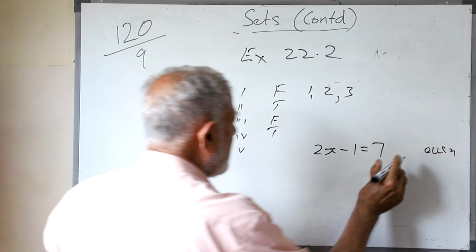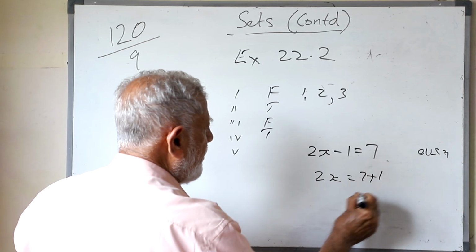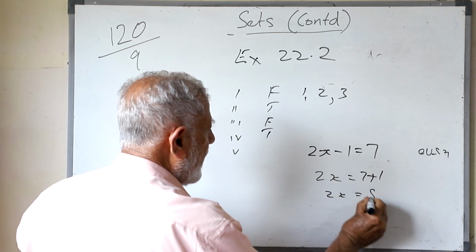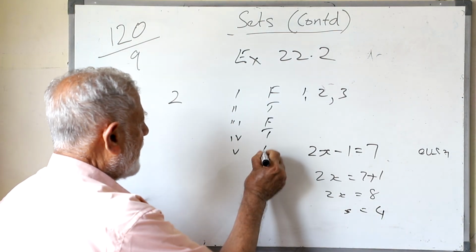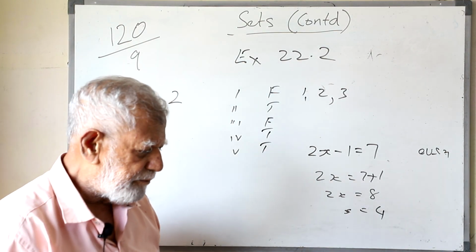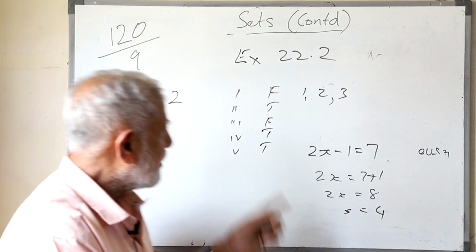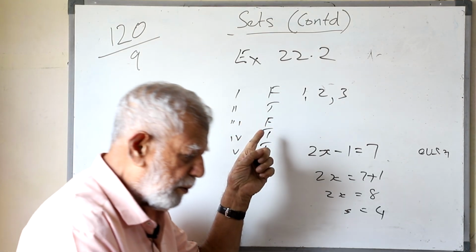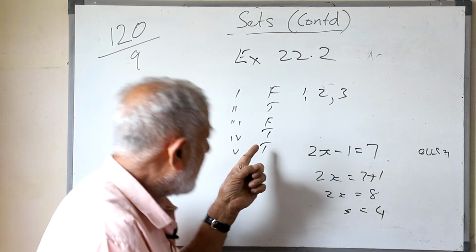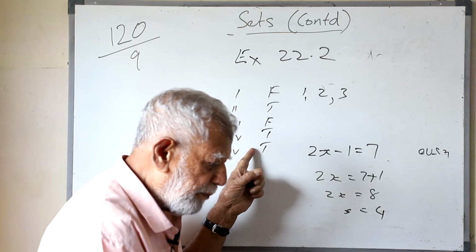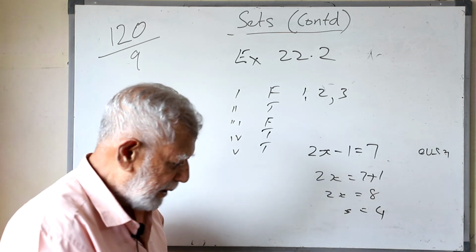So we will find the solution of this. 2x equals 7 plus 1, 2x equals 8, x is equal to 4. So the solution is an even number, so this is true. In these, 1, 2, 3 are not divisible by 5, so the first one is false; the second one is true because these are square numbers; the third one is false; the fourth one is true, red is a color of the rainbow; and the fifth one is true.